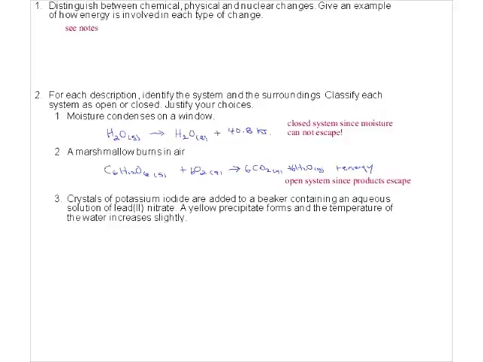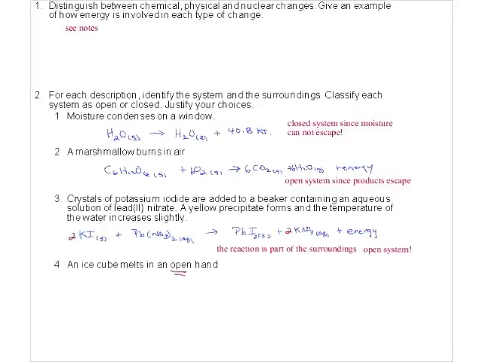Crystals of potassium iodide are added to a beaker containing aqueous solution of lead(II) nitrate. A yellow precipitate forms and the temperature of the water increases slightly. Okay, well, in this case we're looking at a chemical reaction, very chemical here indeed, and energy is being produced, so it's exothermic. And the reaction then becomes part of the surroundings. So for that reason, it's an open system.